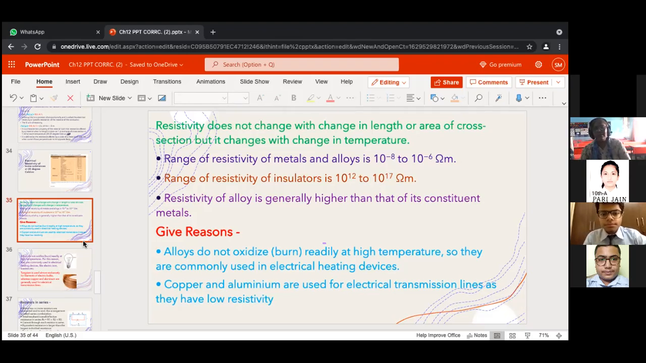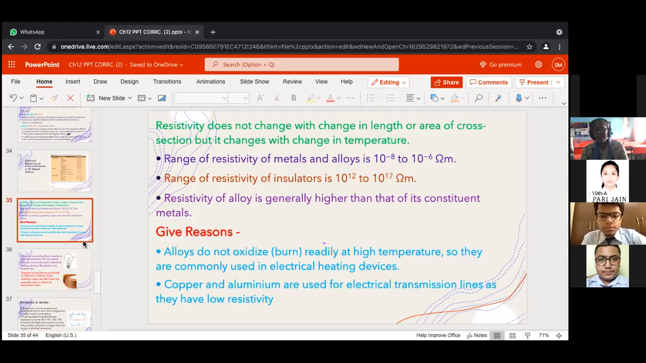Now, what is the resistivity of metals and alloys? As we have seen just now in the table, it is 10 to the power minus 8 to 10 to the power minus 6 ohm meter. The range of resistivity of insulators we have seen is 10 to the power 12 to 10 to the power 17 ohm meter. Resistivity of an alloy is generally higher than its constituent metals. That we have also discussed with the example of constantan, right?